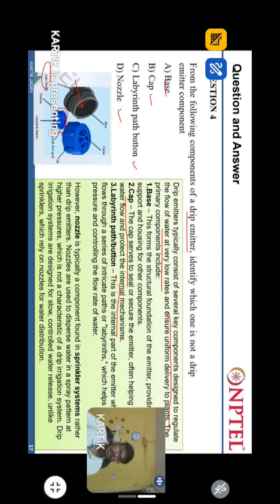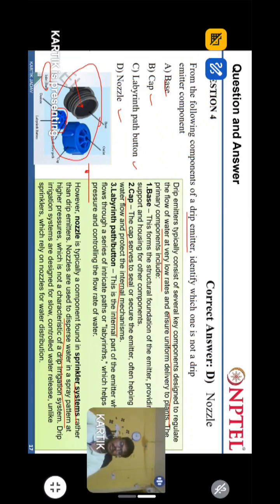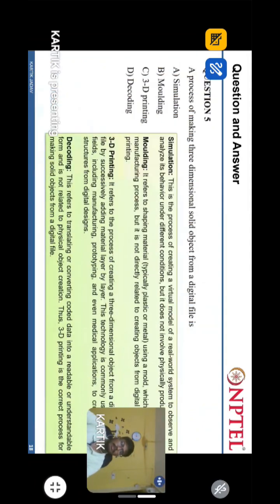However, we cannot see the nozzle in this drip emitter. The nozzle is available on the lateral, right? On the lateral we have the drip emitter. But the drip emitter does not contain any nozzle and it is not a component of a drip irrigation system. However, we can find nozzles in a sprinkler system, right? Nozzles are used to disperse the water in a spray pattern at a higher pressure. We'll discuss that in upcoming lectures on the sprinkler irrigation system. So the answer is D. Question number 5.